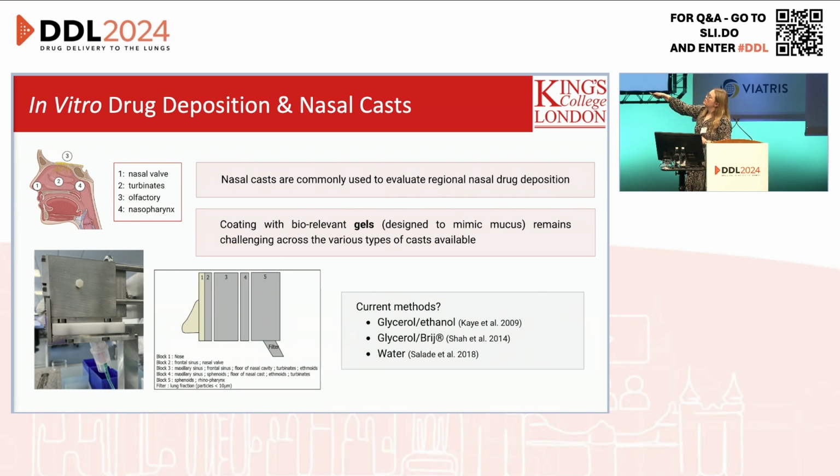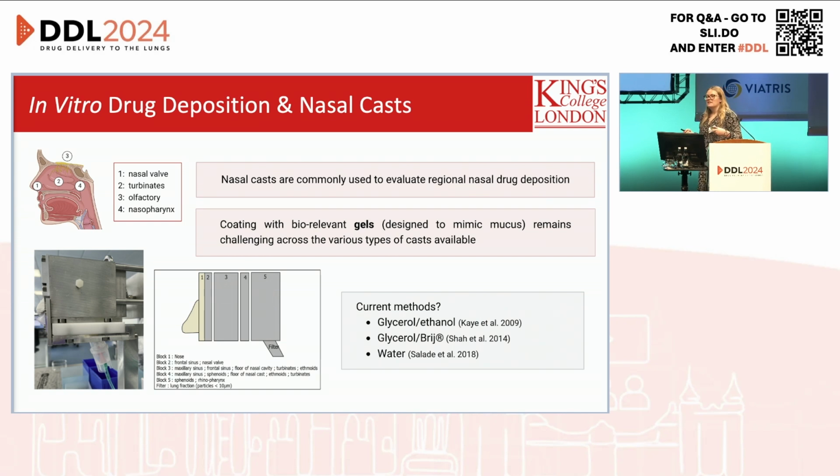So you've got the nasal valve towards the anterior region, you've got the turbinates, which you target for systemic delivery, the olfactory region for nose to brain, and then the nasopharynx towards the posterior region. And nasal casts, which are basically 3D models of the nasal cavity, are commonly used to evaluate regional nasal drug deposition. What's common throughout all these different types of nasal casts, so you've got the Koken cast, for example, the Alberta idealized nasal inlet, and the Aeronose, which I'm specifically going to be talking about.